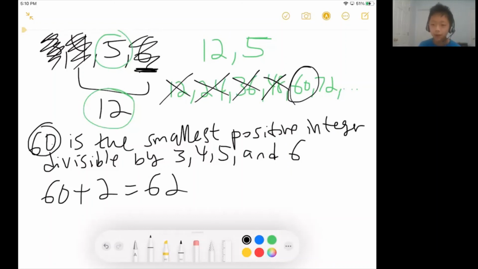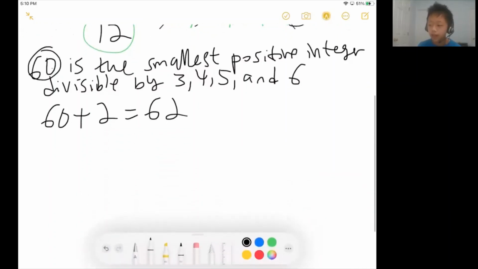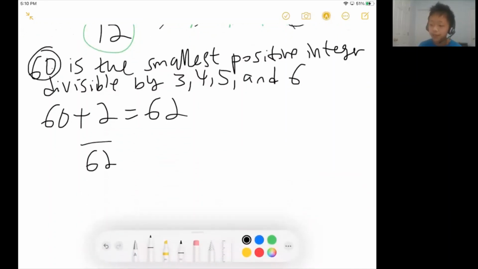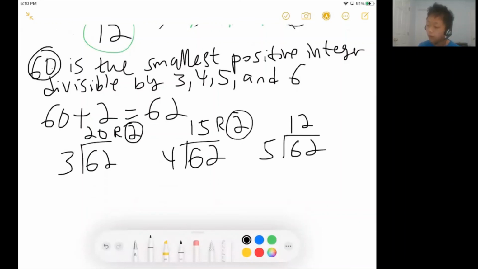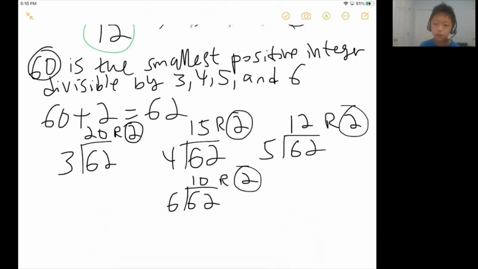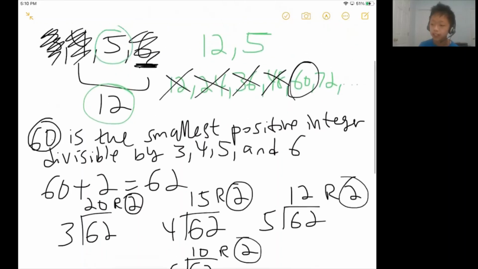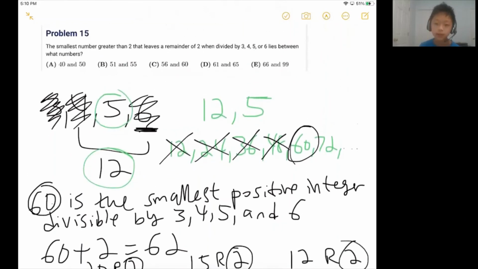Just to verify that 62 works: 62 divided by 3 gives 20 with a remainder of 2, which is what we want. 62 divided by 4 gives 15 with a remainder of 2. 62 divided by 5 gives 12 with a remainder of 2. And 62 divided by 6 gives 10 with a remainder of 2. So 62 is the smallest positive integer that satisfies these restrictions. That gives us choice D, because 62 is between 61 and 65, and we would be done.